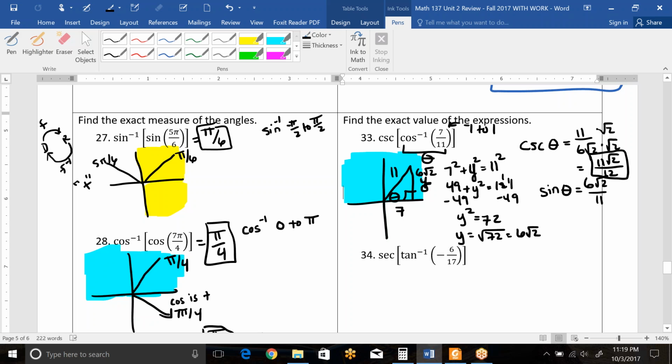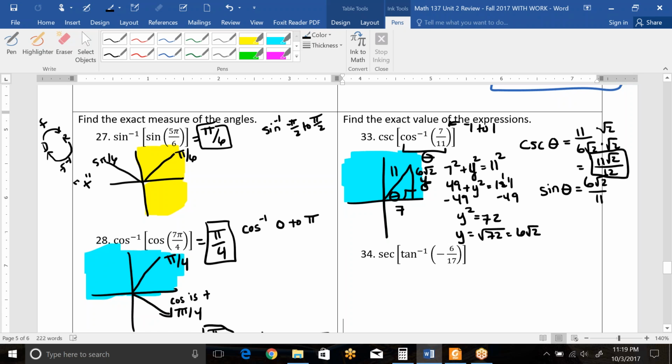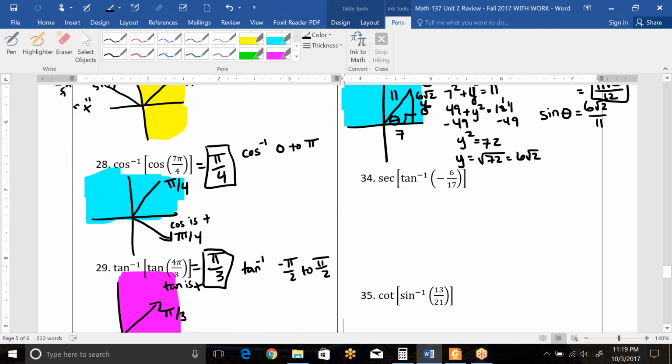Let's do another one. Let's do 34. We have tan inverse inside with a negative 6 over 17, and the outside function is a secant. So we're going to focus in on the inside first. And because it's the inverse function, tangent, remember, can be any real number inside. That's the only one that doesn't have a restriction when you're dealing with the inverse.